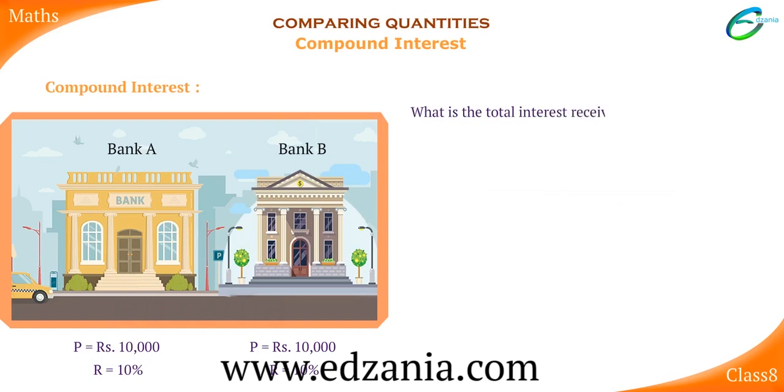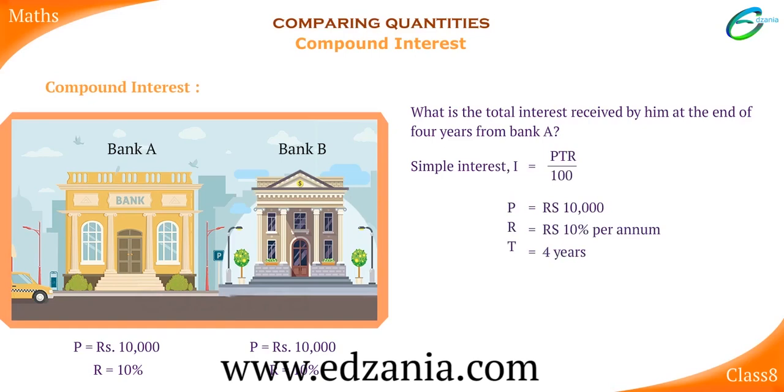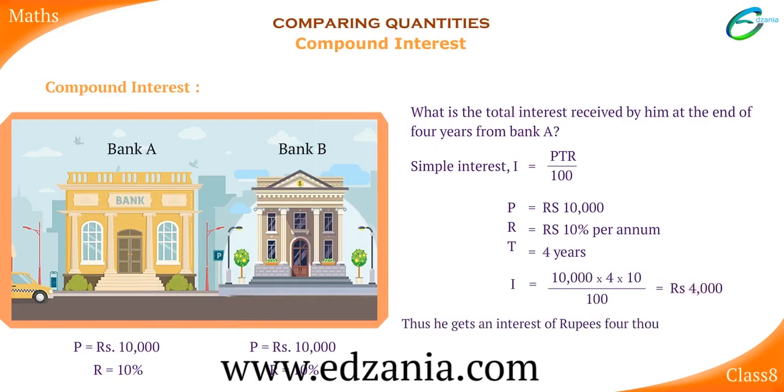What is the total interest received by him at the end of 4 years from Bank A? We've already learned how to calculate the simple interest using the formula PTR over 100. Let us calculate the simple interest. Thus, he gets an interest of rupees 4,000 from Bank A.